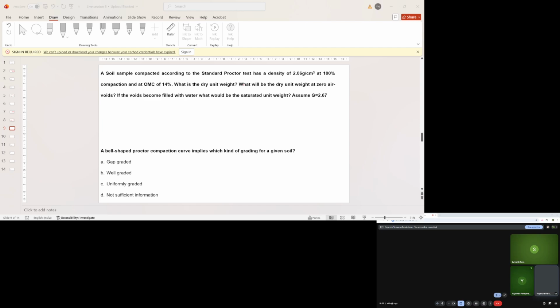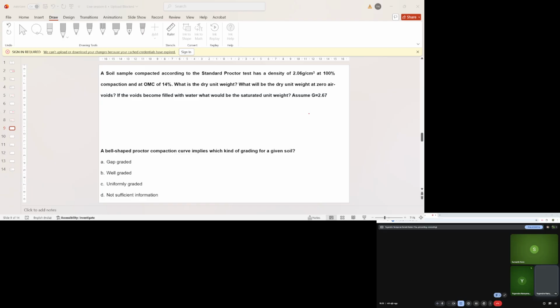Gamma dry is going to be weight of solids by total volume. So let us consider the volume is 1 cc. So the weight of solids is going to be 1.81 grams. And the water content, what we got is 0.14, which is going to be weight of water by weight of solids.